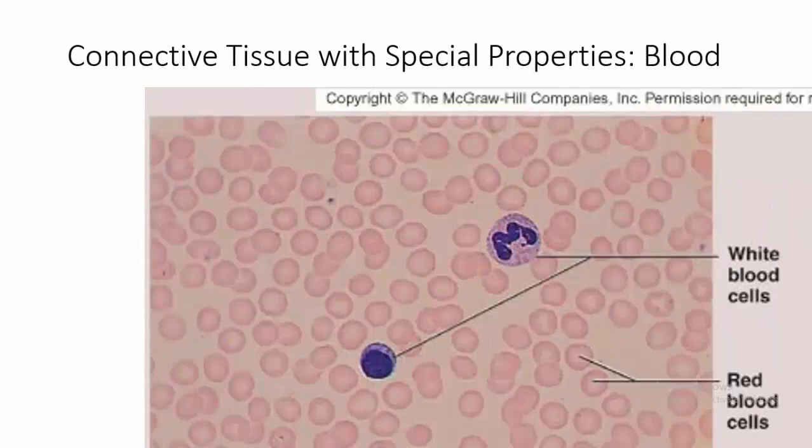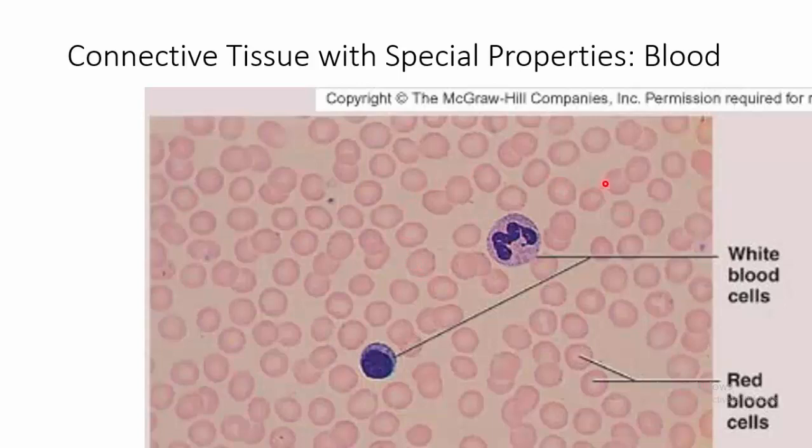Here's another type of connective tissue, blood. The matrix of blood is the blood plasma, the liquid part of the blood. And then, where you see most of the cells in here are erythrocytes, the red blood cells. And then you see two leukocytes, white blood cells. So blood is connective tissue.